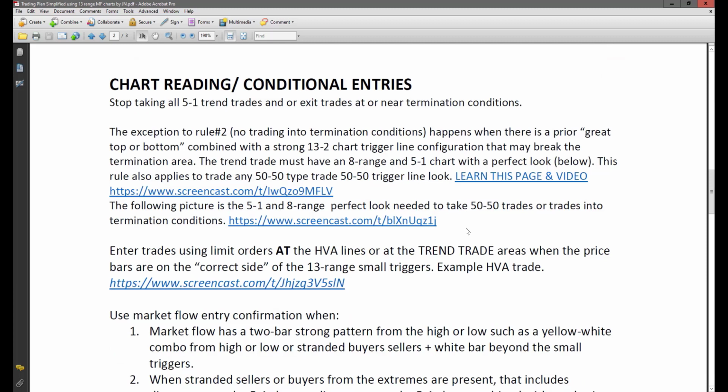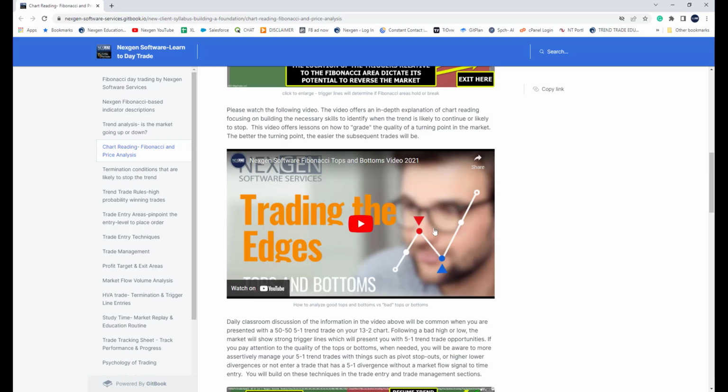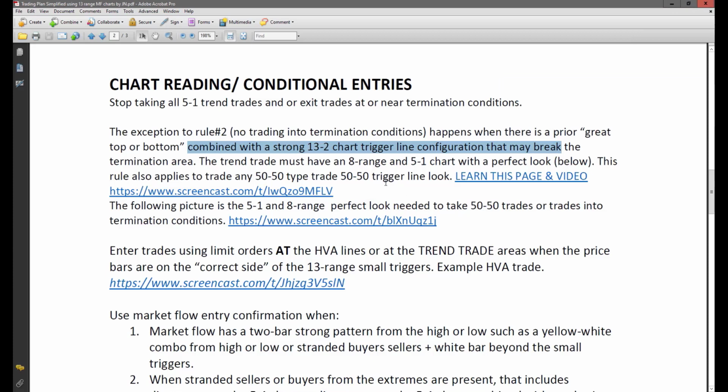I wrote the rules out, and you guys have a copy if you want one. The exception to rule number 2, which is no trading in termination conditions, happens when there's a great top or great bottom, combined with strong 13.2 trigger lines. Now, I put it on here again. I've already said, this is probably one of my favorite videos that I've done. Trading the edges, tops and bottoms. This video will set you free to do a lot more trades than you're going to see in the initial. And again, I want you to learn that page, learn that video.